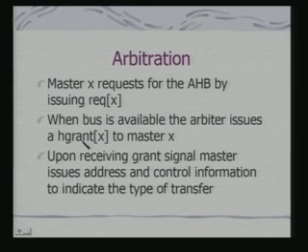Upon receiving the grant signal, the master issues address and control information to indicate the type of transfer. So, the master has to first get the bus and then do the transfer. While one transfer is taking place, another master can initiate a request for the bus which the arbiter can process. So, the whole thing can actually be overlapped in time.